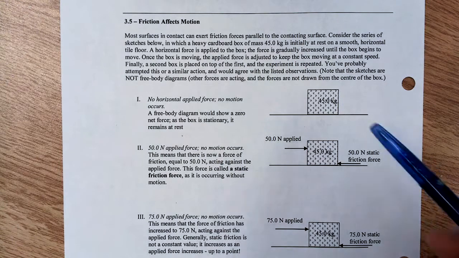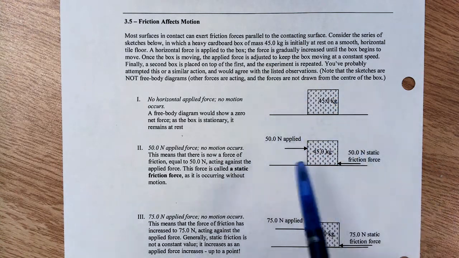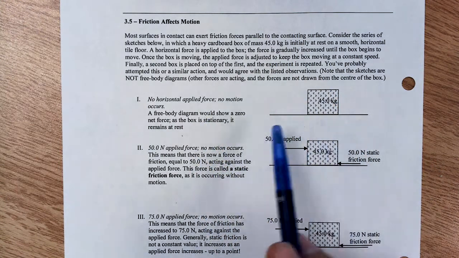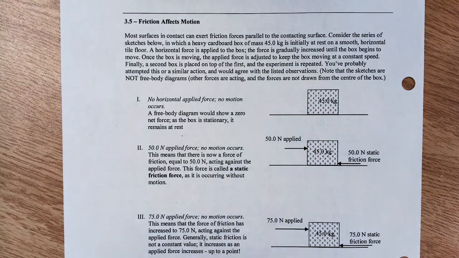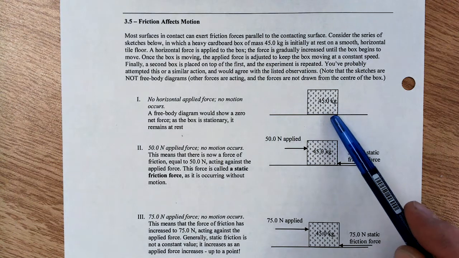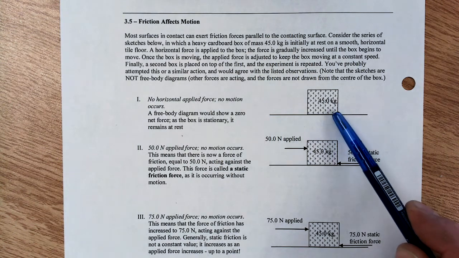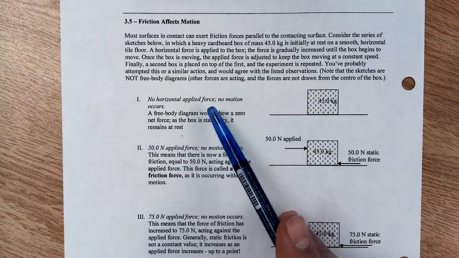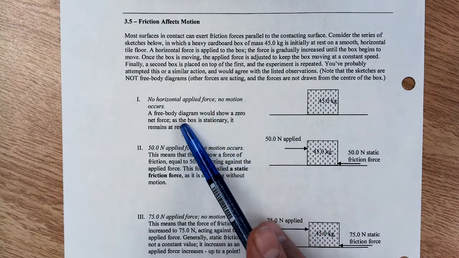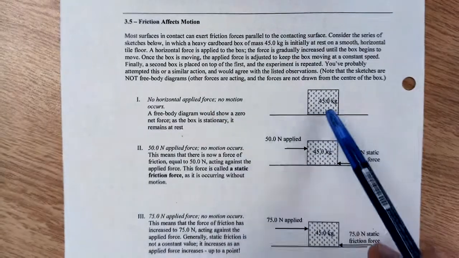Basically, it's just saying we have a 45 kilogram box, and depending on the different scenario, there's going to be different forces applied to it, and we're going to be discussing that. In this first example, we have this 45 kilogram box. There's no horizontal force applied, no motion is occurring. Nobody's pushing on it, it's just sitting there.